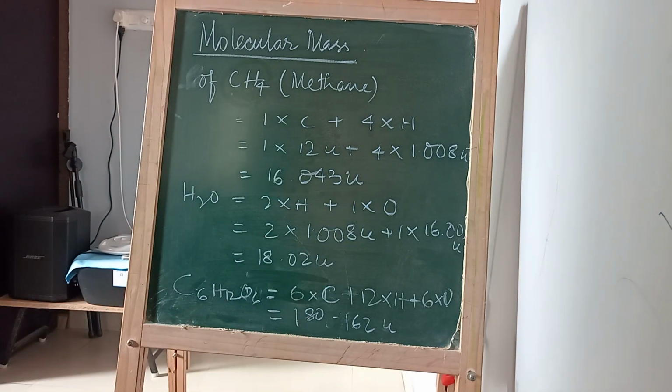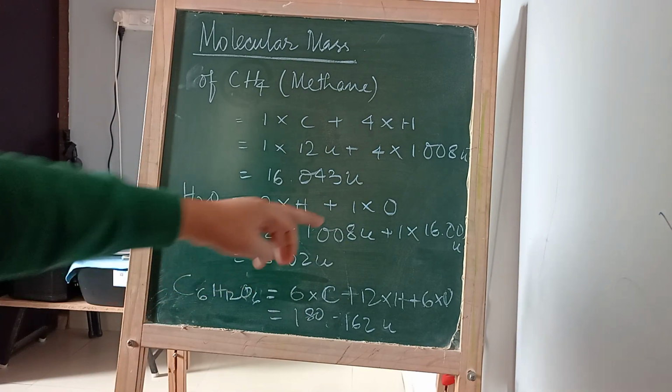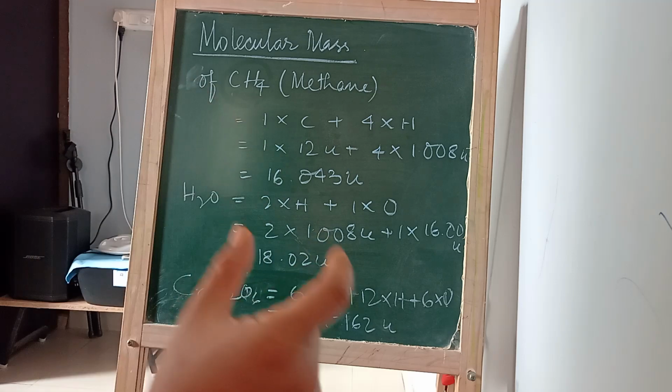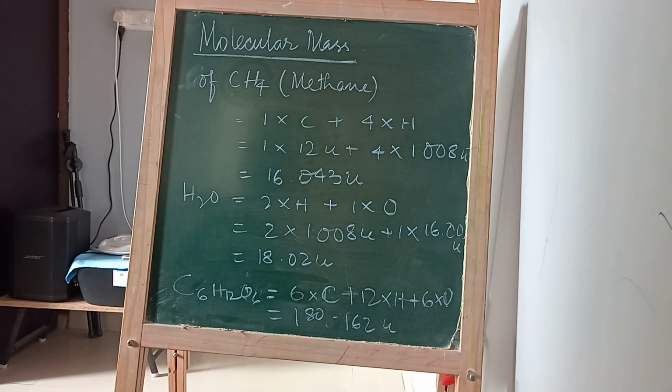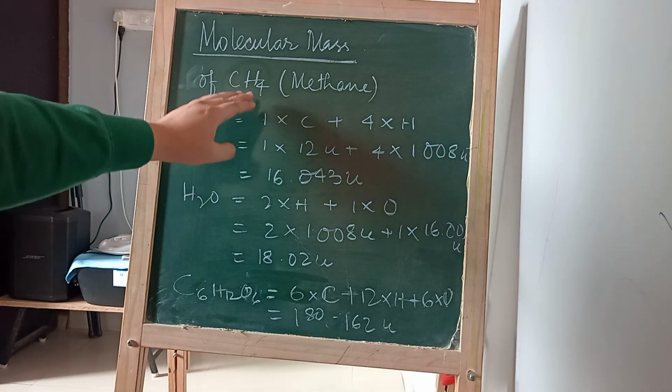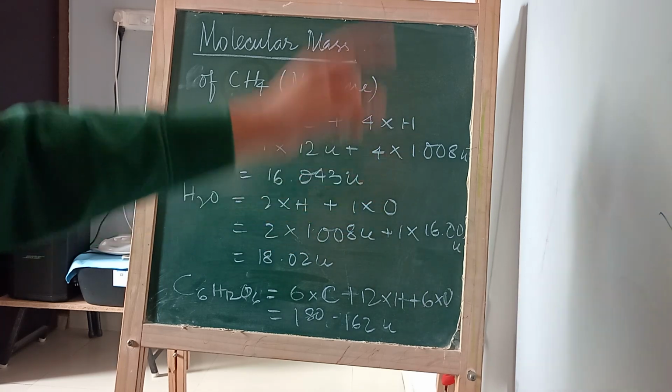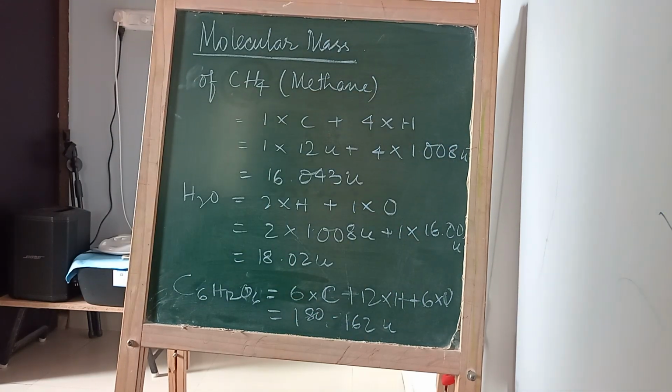And what does u mean? What is the definition of u? u is considered to be 1/12th of the mass of a carbon-12 atom, right? So we will say that the mass of a methane molecule is 16.043 times 1/12 of the mass of a carbon-12 atom.